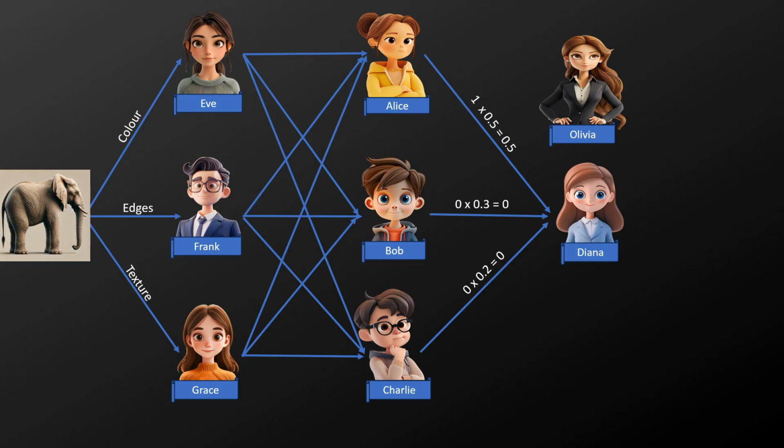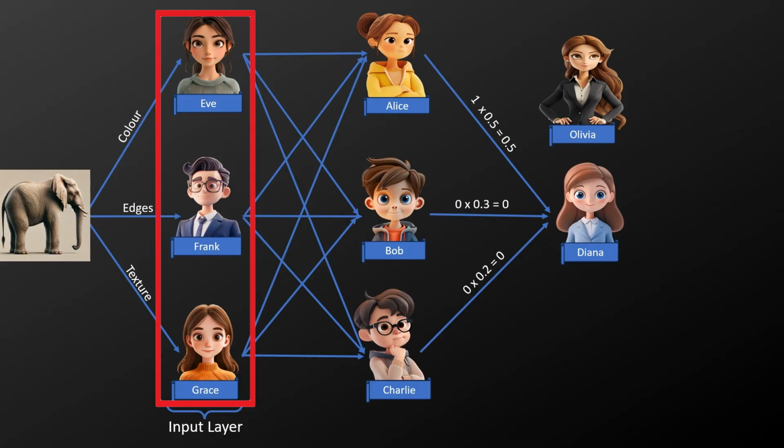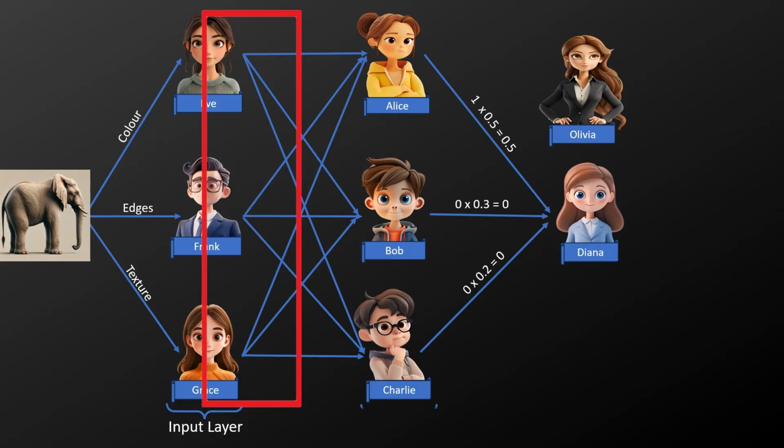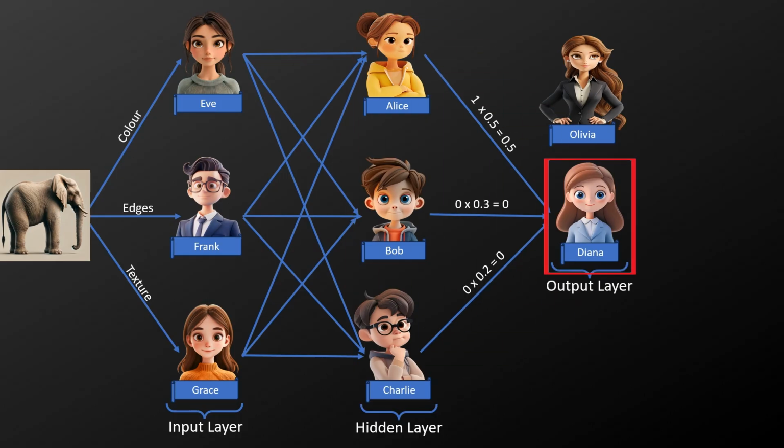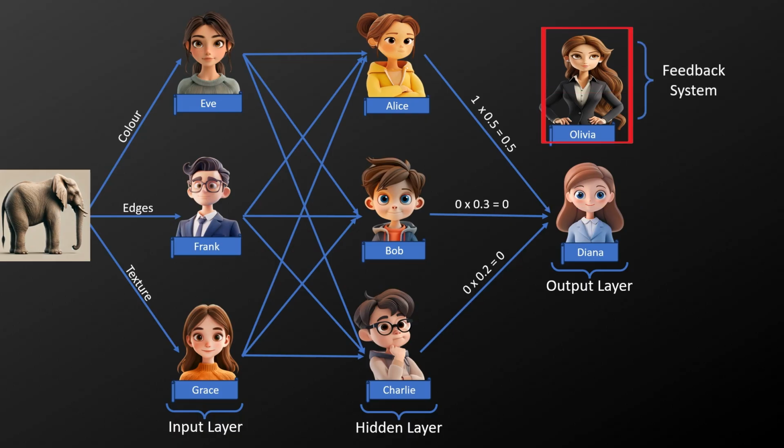So that's it. You just understood how a neural network functions. A neural network works in a similar way to our problem-solving team. It has 4 main parts. The input layer, which receives raw data and passes it along. The hidden layers, which analyze different aspects of the data. There can be 1 or more hidden layers. The output layer, which makes the final decision. A feedback system, which checks the output and adjusts weights to improve accuracy over time.